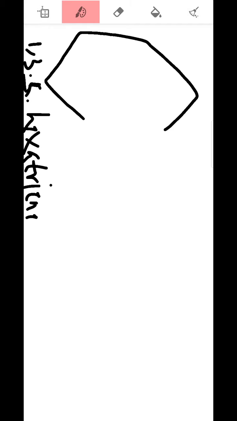So this is 1,3,5-hexatriene. If you want to use this now, in this reaction, this is it. Now this, don't forget, we are under electrocyclic reaction.